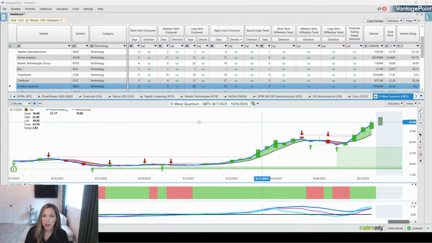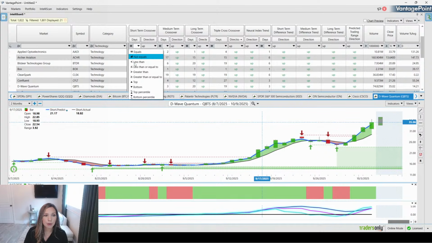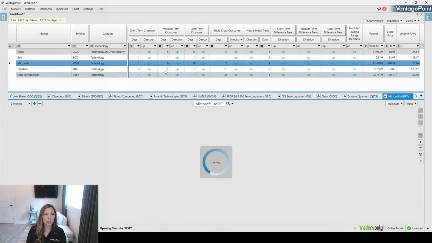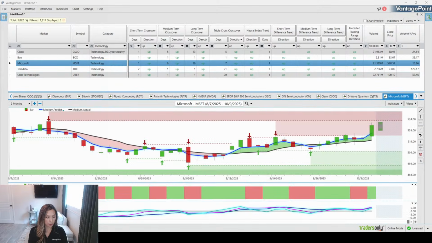And so here, let's come over to the short term and set that number of days. You could set it to equals 1 or within the last 3 days. All right. So you can see we've got quite a few here that are still showing up. Cisco, again, showing up multiple times. Right here, we've got Microsoft. Let's take a closer look at what's happening with Microsoft.